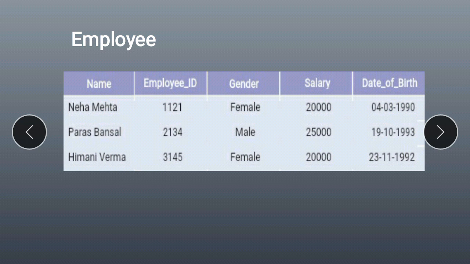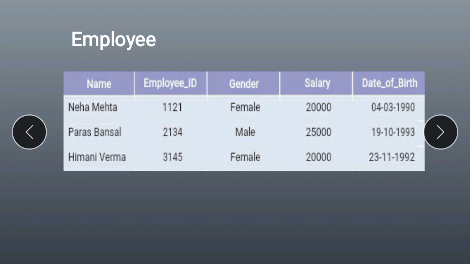Then there is cardinality. What do you mean by cardinality? It is the number of rows. Here 3 rows are there, so I will say that cardinality is 3. In the same way, the number of columns, like here there are 5 columns, I will call the degree of the relation. The degree of the relation is the number of columns in my table.